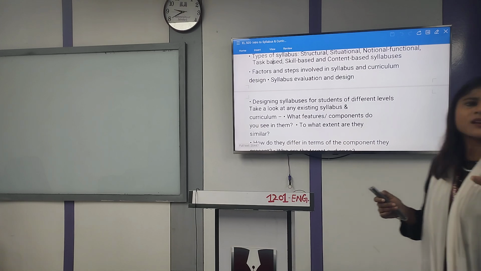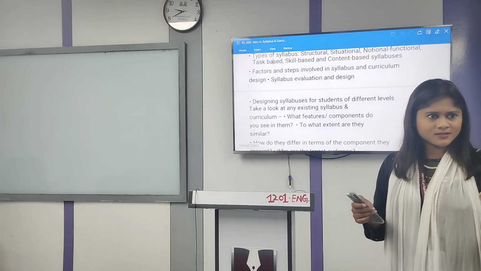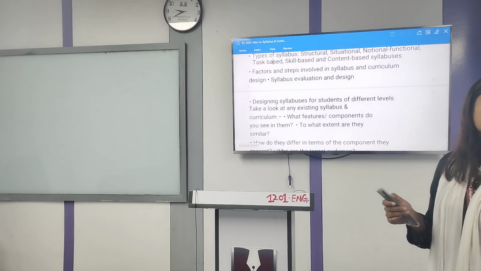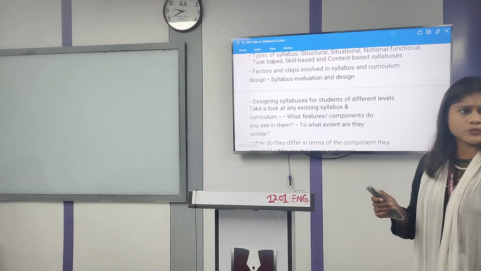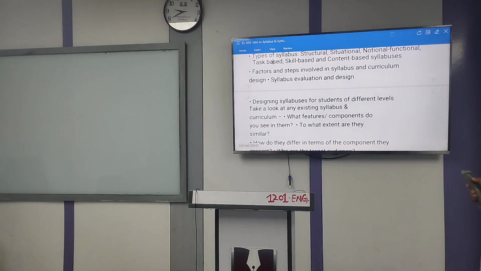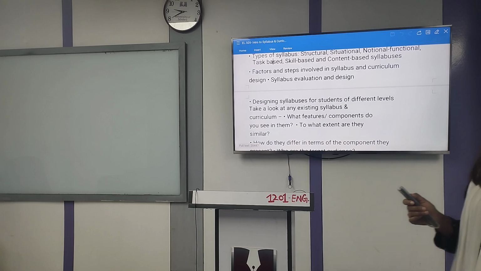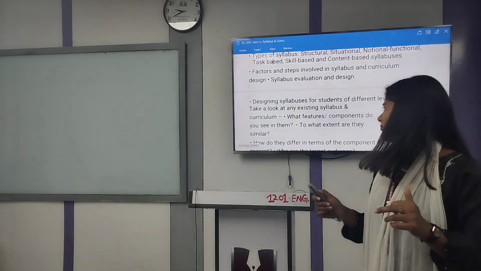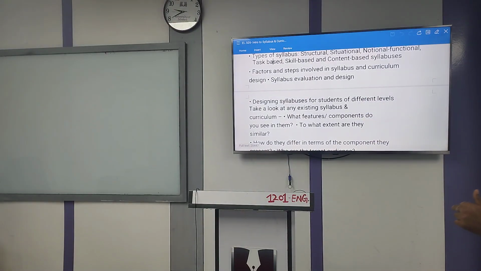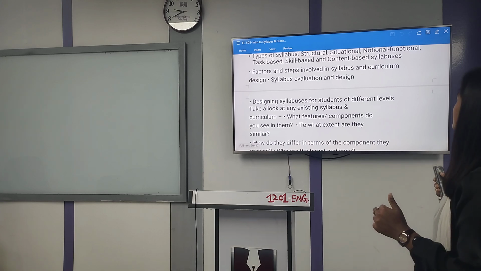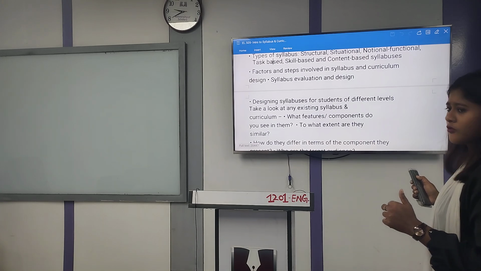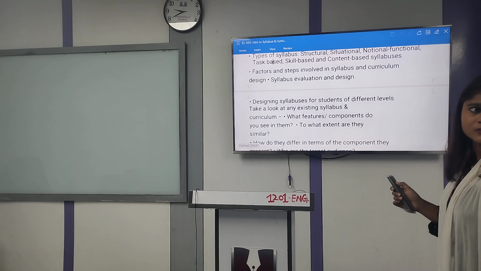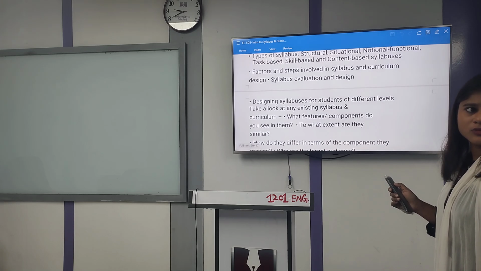Task-based syllabus is focusing on task, by giving task. What kind of task you can employ in your classroom? And skill-based syllabus focusing on the 4 skills. Yes, ma'am. Reading, writing, speaking, listening. Yes. And content-based syllabus focusing on the content. 10 minutes school. Content-based syllabus.